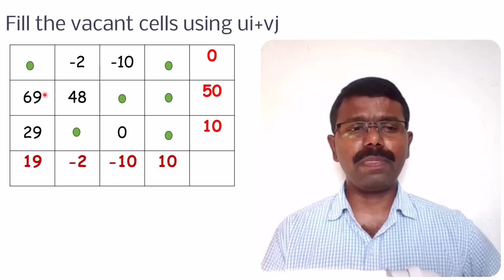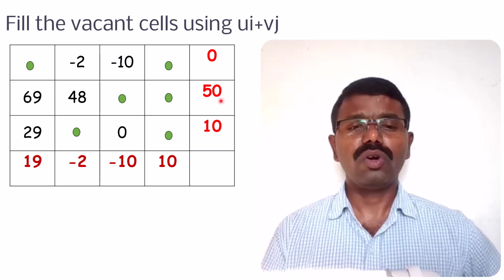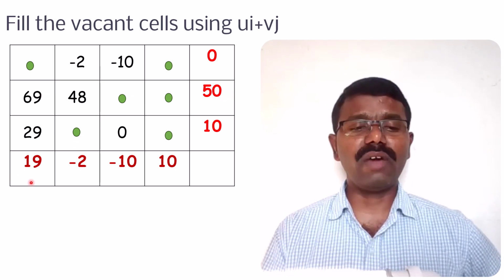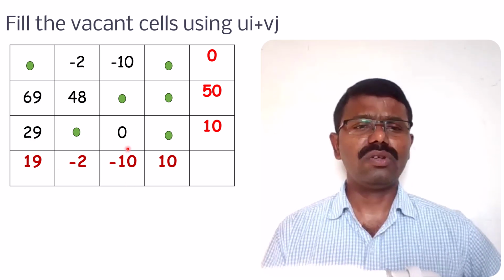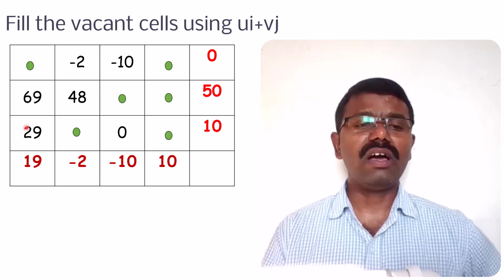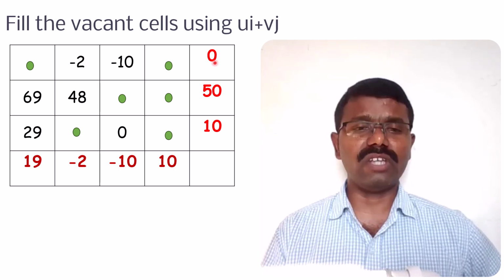Again here, u2 value is 50 and v1 value is 90. So u2 plus v1 is 50 plus 90, that is 140. Again this cell 50 minus 2, 48, and these two I can't assign. And here in this cell, 10 plus 90, it is 100, and in this cell 10 minus 10, it becomes 0. So this is how you get the unit cell values with ui plus vj.